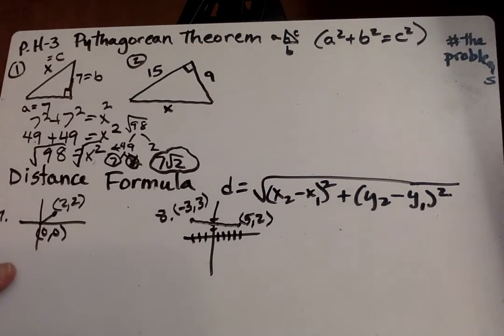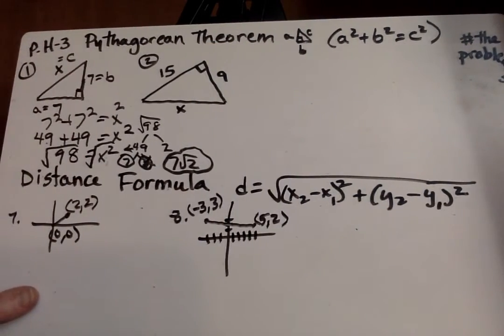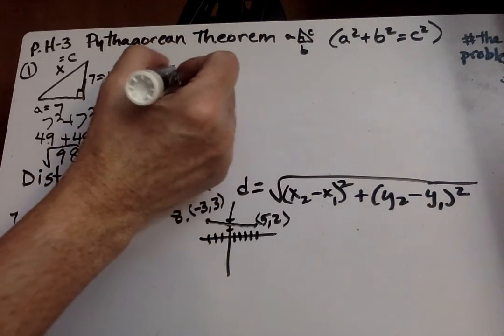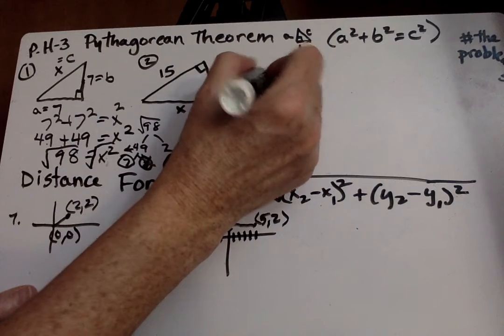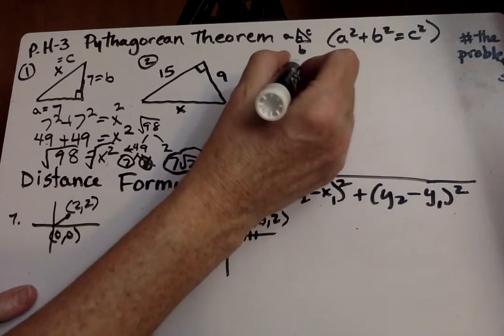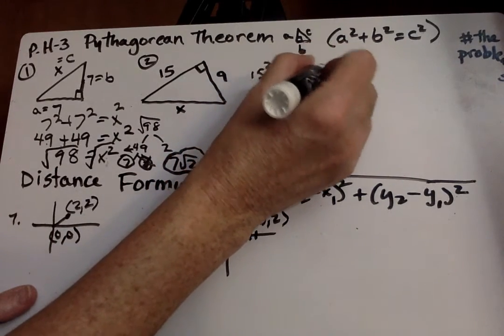This one should be a little bit better here, 15, 9, and X. So again, the hypotenuse is the one across here. So we say 15 squared plus 9 squared equals X squared.